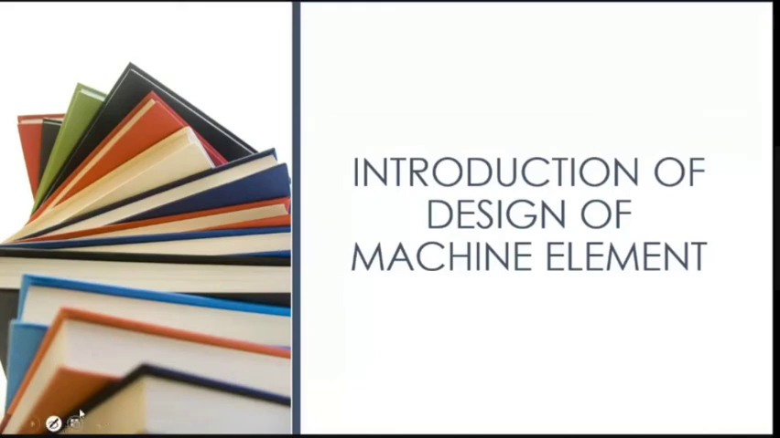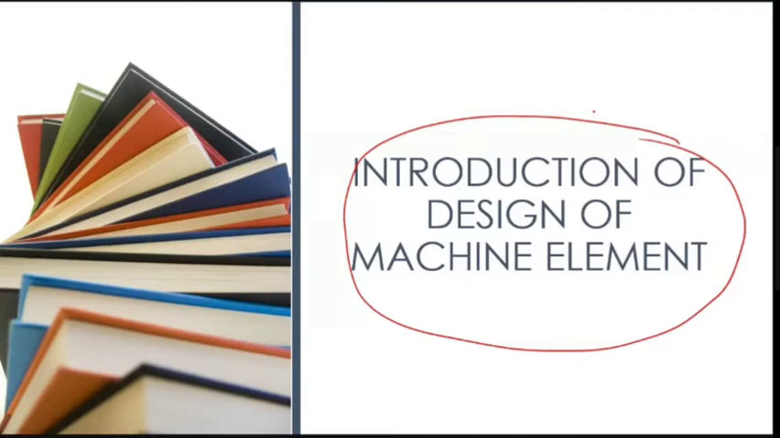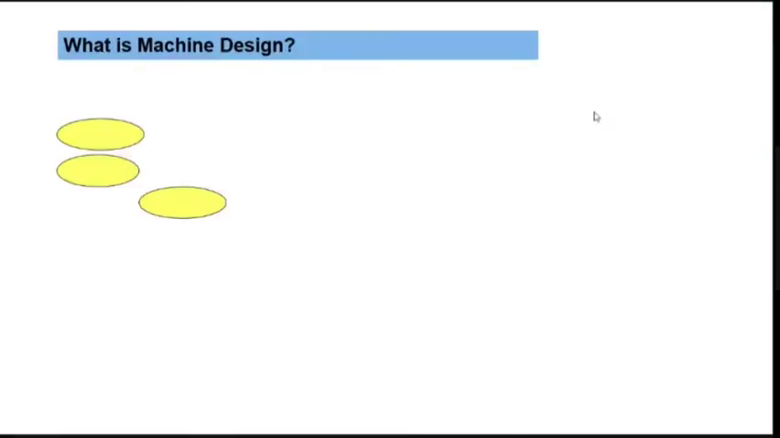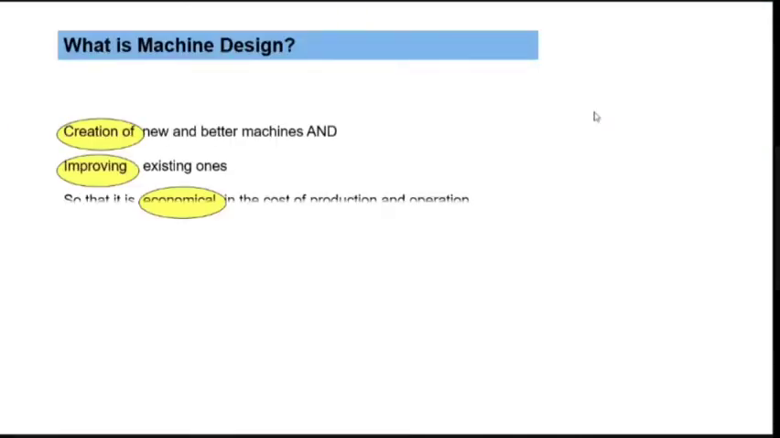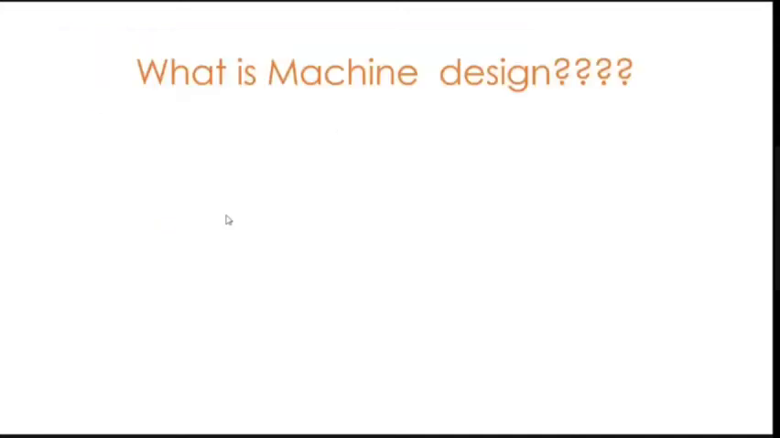In yesterday's lecture, we started the introduction of machine design element. Okay, I will just revise. So we have understood what machine design is. Machine design is the creation of new and better machines, improving existing ones so that it is economical in the cost of production and operation. So creation, improving, and economical. These are the three major points which I have highlighted, right?